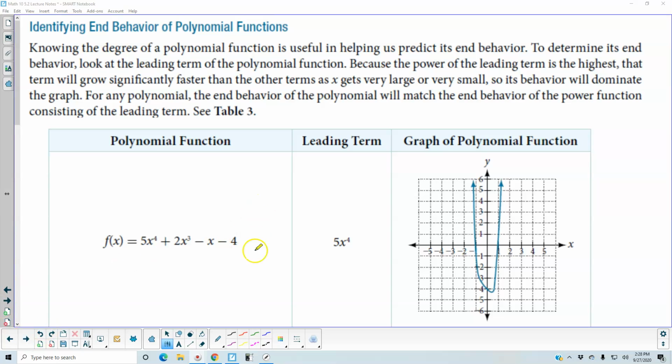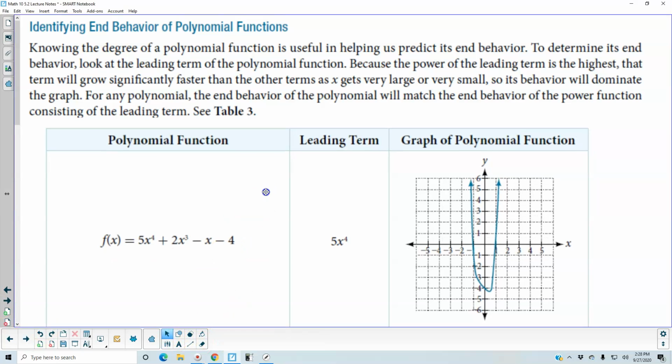So if we take a look at our graph here, we have our first polynomial function. So we need to look at the leading term. So here is our leading term. So our leading term is 5x to the fourth. Now we need to look at the constant. Well, the constant, 5, is greater than 0, and the degree is even. Whenever that is the scenario, we have a rise on the left and a rise on the right.